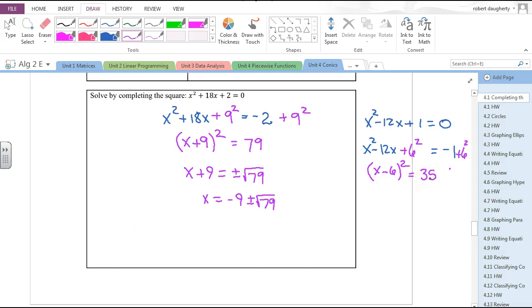Equal, what's 36 minus 1? 35. Then you take the square root of both sides. X minus 6 equals plus or minus square root of 35, or x equals 6 plus or minus square root of 35. Okay. That's the only difference when you have a minus sign in front of the x term: when you get your perfect square, you'll have a minus sign, but you're always adding a positive number when you're completing the square, because you're adding a number times itself, which is always positive.